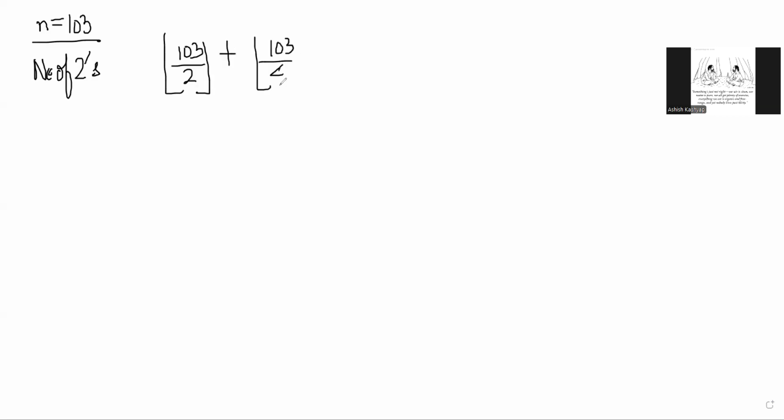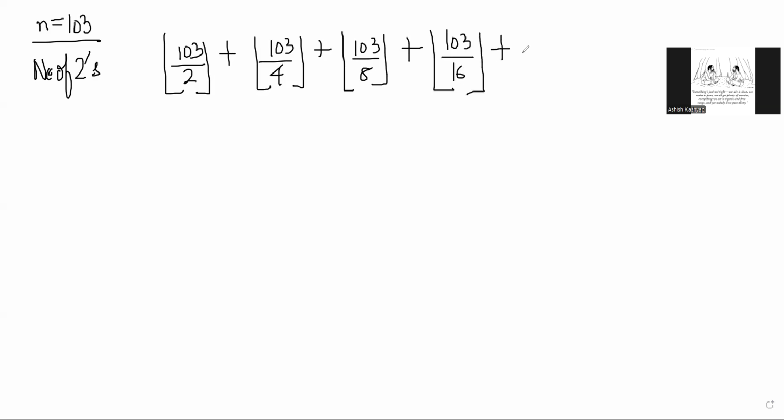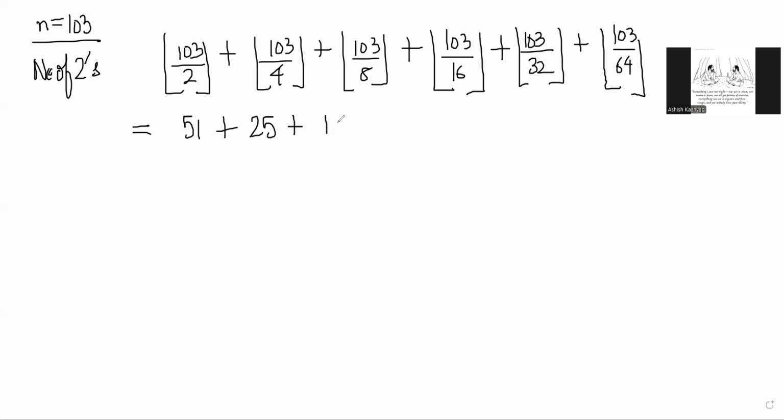So for example, if n is equal to 103, let's count the number of 2s. The number of 2s would be 103 by 2 plus 103 by 4 plus 103 by 8 plus 103 by 16 plus 103 by 32 plus 103 by 64. And this comes out to be 51 plus 25 plus 12 plus 6 plus 3 plus 1, which comes out to be 98.